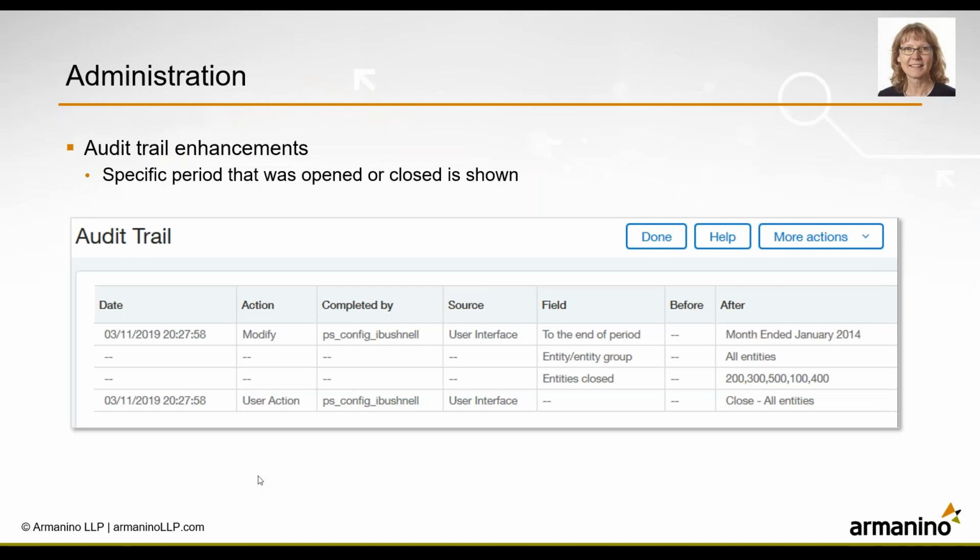Really cool new feature. You guys know they're continually enhancing their audit trail, and this is one that I know we've had lots of requests for. It was an idea in the portal, and that is more visibility in opening and closing periods in the audit trail. Look at all the cool fields that they've added. You can now see what was closed, right, to the end of the period, month ended January 2014. Somebody's way back in the past. You can see which entities were either closed or opened. So really nice new enhancement to the audit trail in the open and close books and subledger screen. Love that.